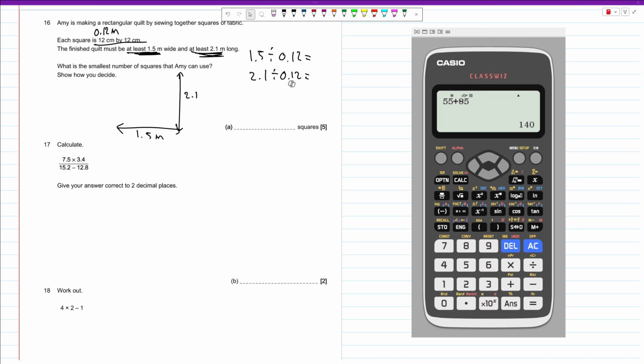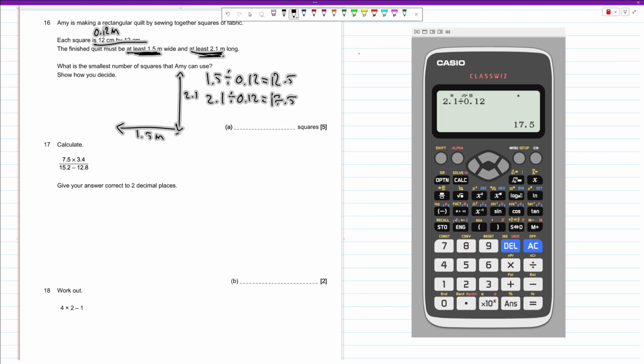Grab the calculator. 1.5 divided by 0.12, 12.5. And on the other side, 2.1 gives me 17.5. Now, I can't have half a square, that's not possible.